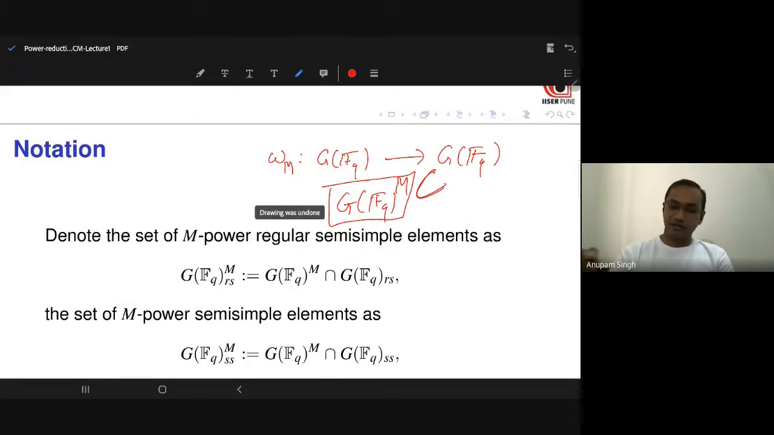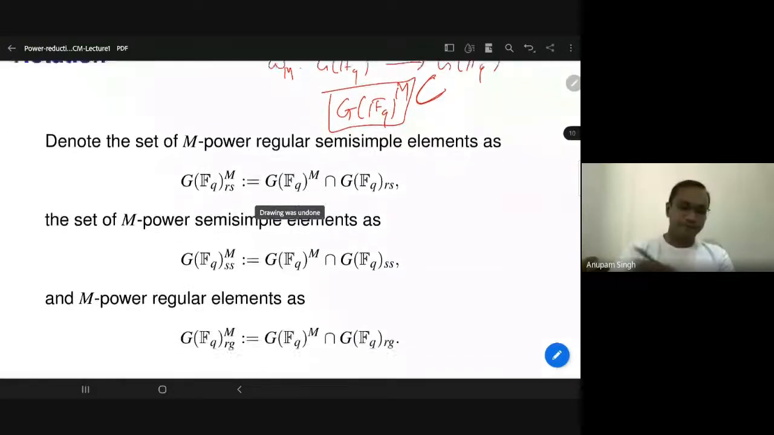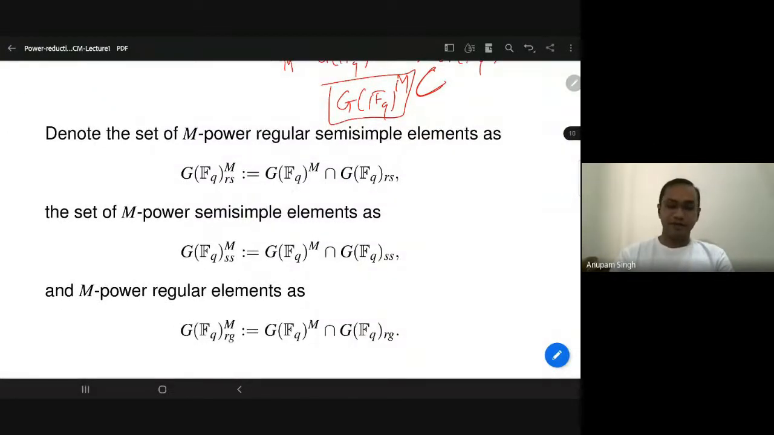notation here. The notation is that G(F_q) to the power m intersected with G(F_q)^RS, that I will denote by G(F_q)^m RS. Similarly, G(F_q) to the power m intersected with all semi-simple elements is denoted as G(F_q)^m SS. And similarly, I have G(F_q)^m RG, a regular element inside G(F_q)^m. So, what does this notation mean? Once again, there is another way of saying this.